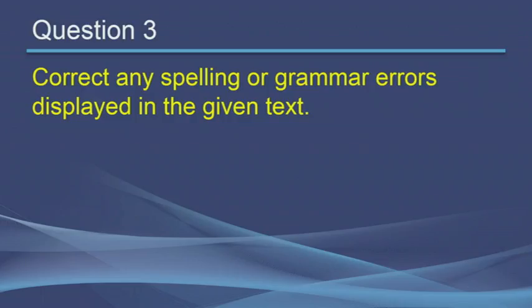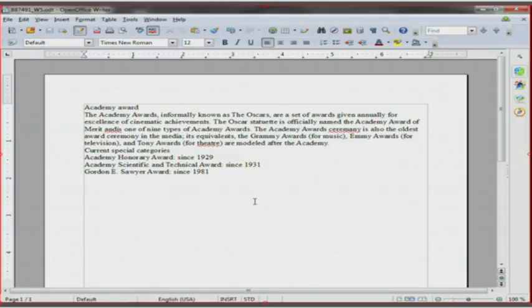The third question is, correct any spelling or grammar errors displayed in the given text. Normally in the question paper, the given text has grammatical errors or spelling errors, because we need you to correct those errors. So we are purposely giving you some errors. Even if you type letter by letter, there might be spelling errors. Also when you are typing, there might be some errors. So you have to correct these things.